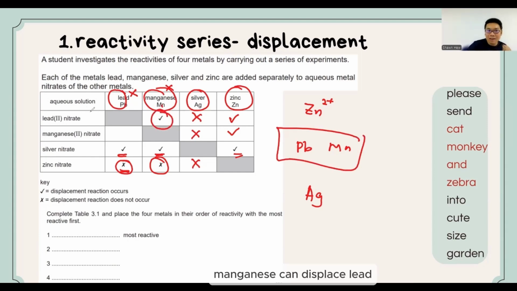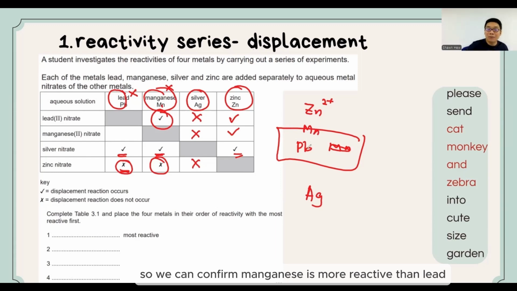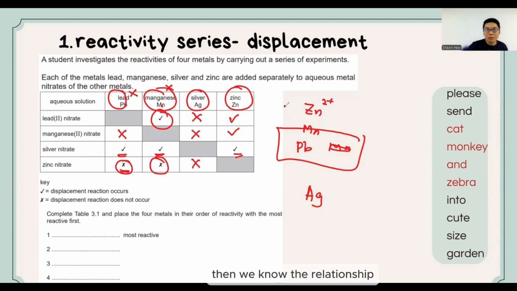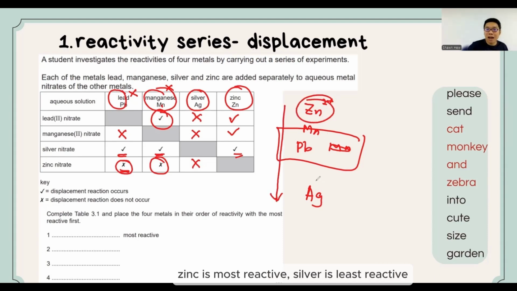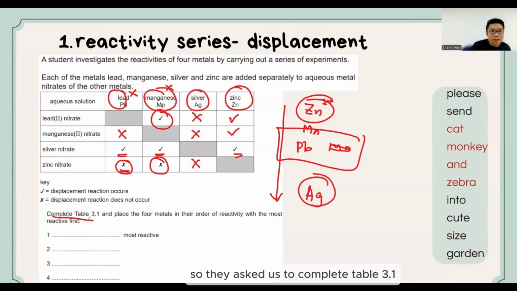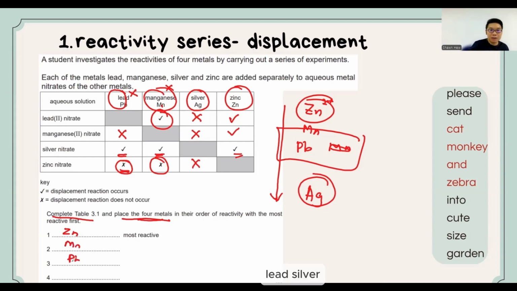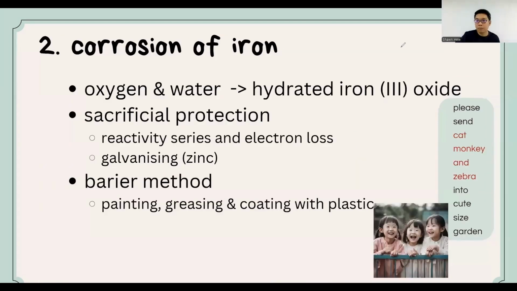Manganese can displace lead. So we can confirm manganese is more reactive than lead. So lead cannot displace manganese. Then we know the relationship. Zinc is most reactive, silver is least reactive. So they ask us to complete Table 3.1 and place the four metals in their order of reactivity. They do not mention the name, so we can write the symbols also. Zinc, manganese, lead, silver. Next, let's go to corrosion of iron.